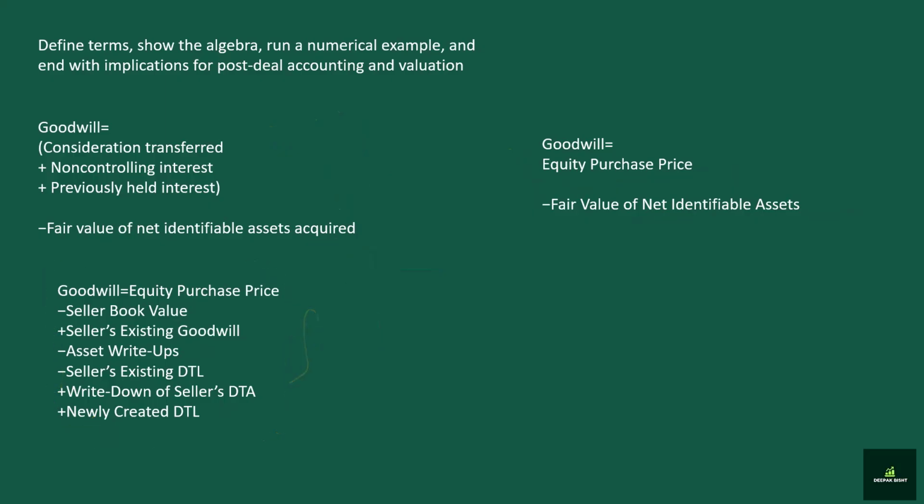Let me break it down one more time. The equity purchase price is the cash and the other consideration that the buyer pays to acquire the equity. The seller's book value is the seller's shareholders' equity.